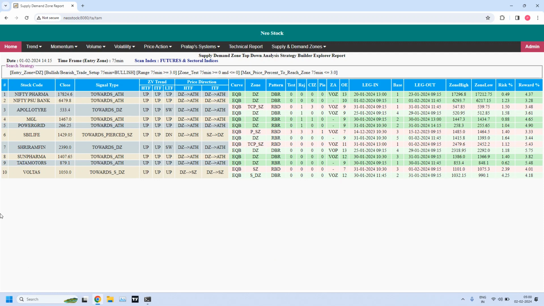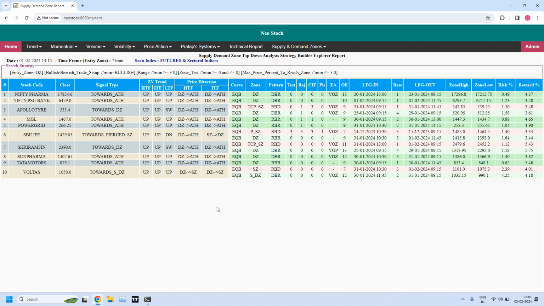Now the list is reduced to 10. Out of this list, the first two are indices. Now in the stocks you have 8 stocks. You can go through these stocks. Now it is easy for you to go through. There are a few all-time high 75-minute zones also. The dark green color indicates all-time high 75-minute zones. They don't have supply zones. So this is 75 minutes, that is a WIT, weekly income trade, bullish trade setup stocks.